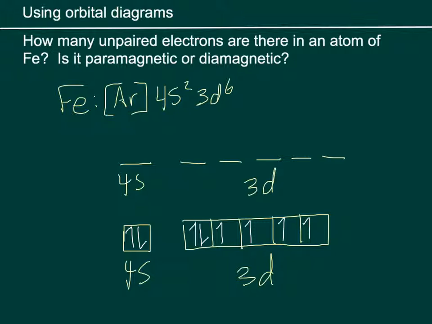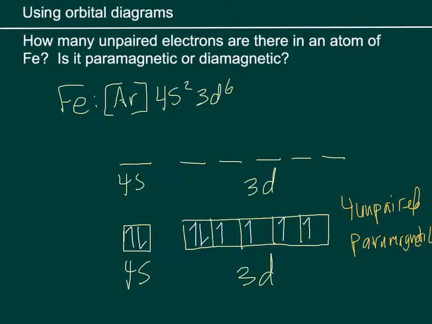So now we can answer this question: how many unpaired electrons are there in an atom of Fe, and is it paramagnetic or diamagnetic? Well, we have 4 unpaired electrons, and because we have unpaired electrons, this element is therefore paramagnetic. Okay, so that's how we use orbital diagrams to answer questions about the nature of that atom and the electrons and so on and so forth.